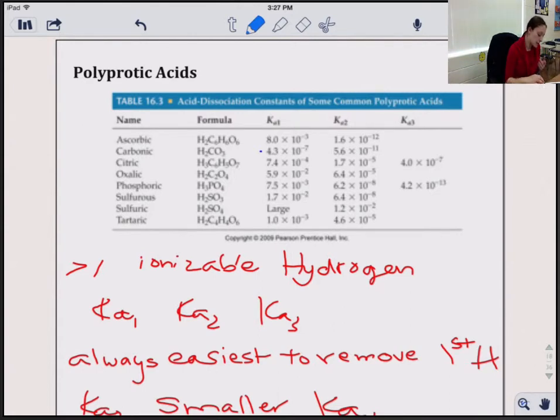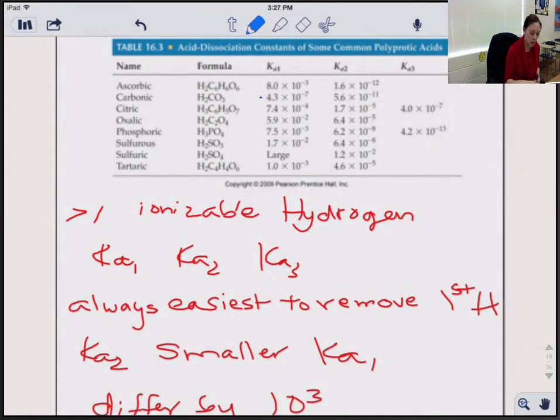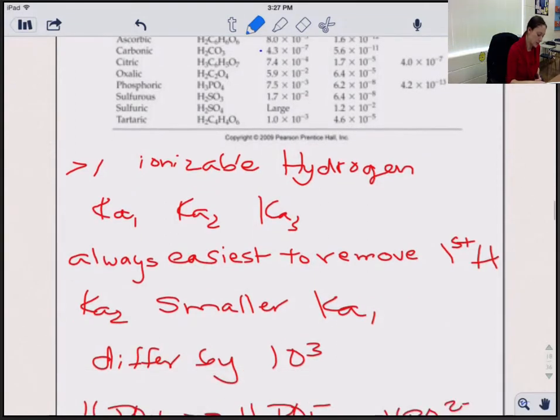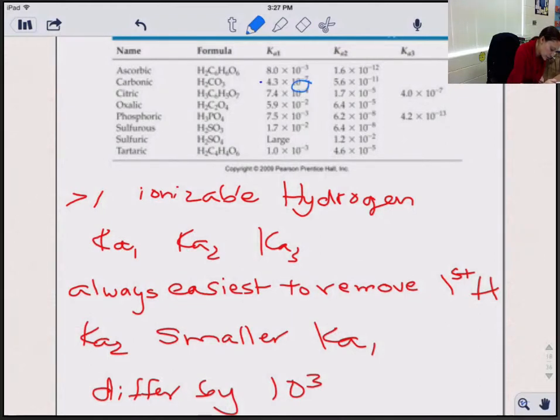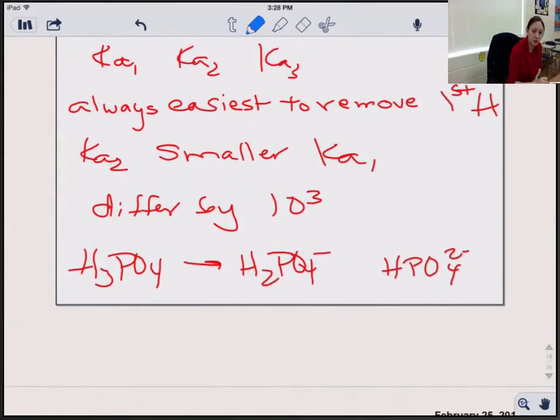All right. It is always easiest, though, to remove the first hydrogen. And Ka2 is always smaller than Ka1. They will often differ by at least 10 to the third. If we look at this chart up here, we go from negative fourth to negative fifth to negative seventh. Especially as we have more and more Kas, it is harder and harder to remove them. You go from H3PO4 to H2PO4 minus to HPO4 2 minus. You're losing one more hydrogen each time.